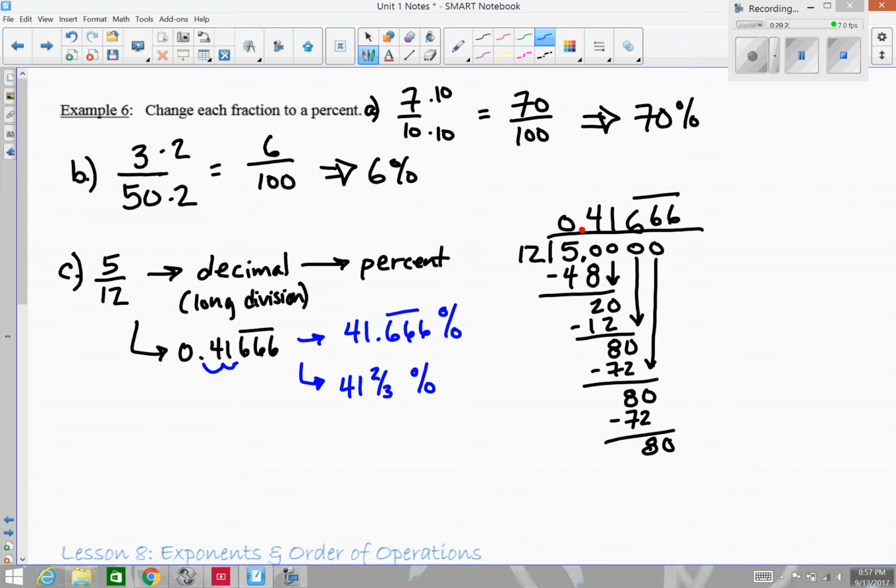All right, that is going to conclude our lesson. I just want you to remember that if you are changing a fraction to a percent, there are a couple of ways you could do this. You could try and rewrite your fraction so it's compared to 100 or has a denominator of 100, as we did in example A and example B. Or you could take your fraction, do your long division, change it to a decimal, and then a decimal to a percent, as we did in example C.